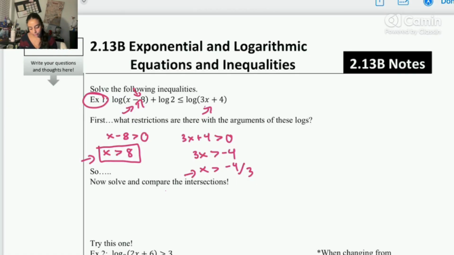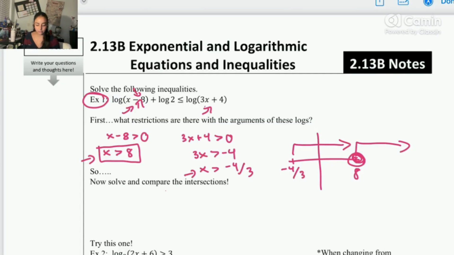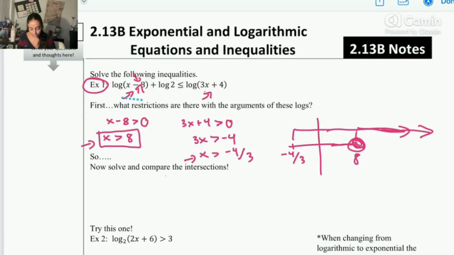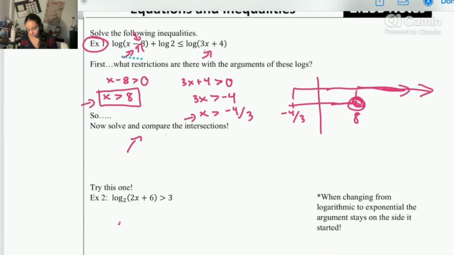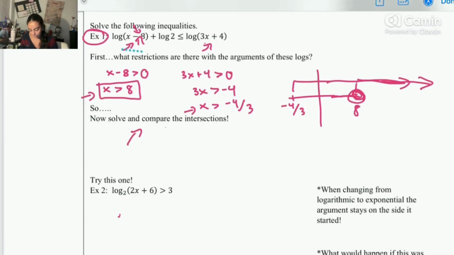Like if you're looking at your x values, let's say this is your coordinate plane, and x has to be greater than negative 4/3, and it has to be greater than 8. They intersect at 8 technically, because anything greater than 8 is still greater than negative 4/3. So x greater than 8 is your answer. And that was just us solving and comparing the intersections.